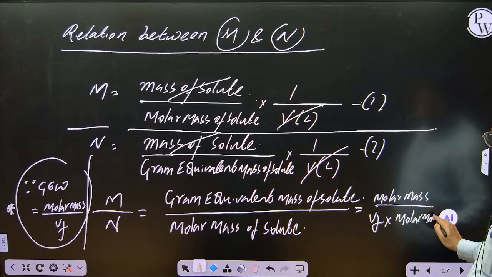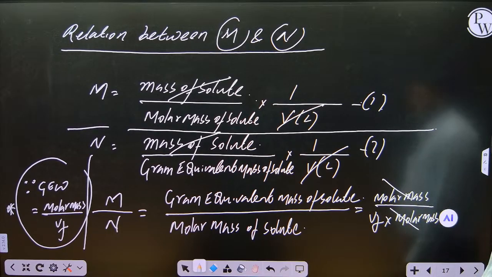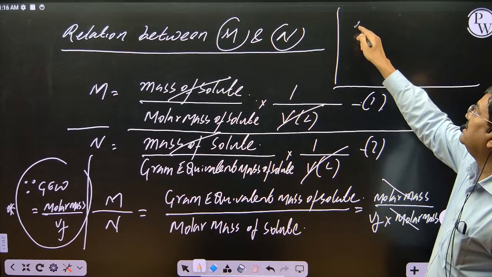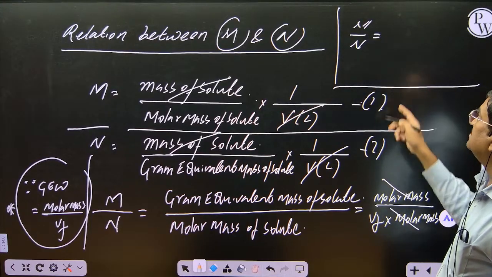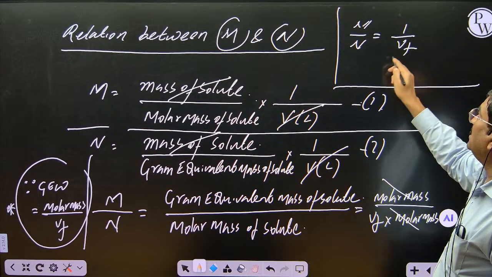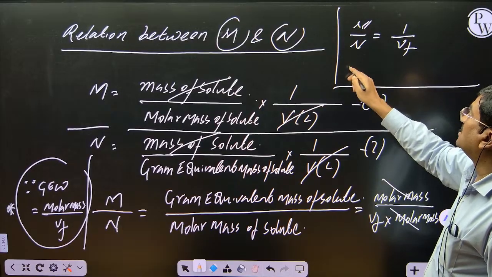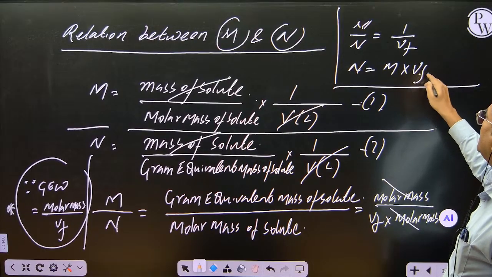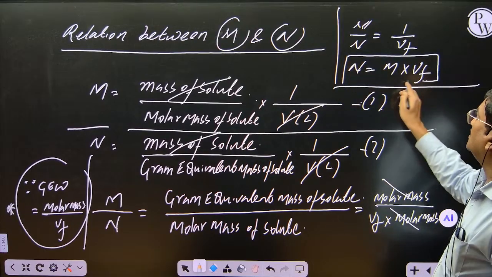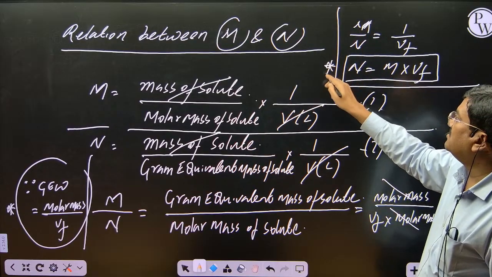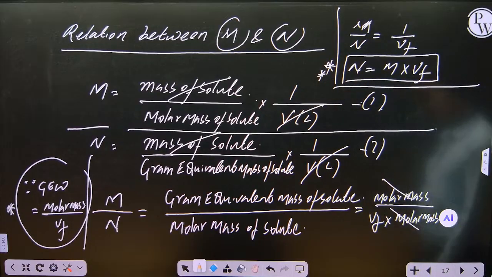Getting the idea, all of you? Now molar mass gets cancelled. Then finally, molarity by normality is equal to 1 by valency factor, or normality is equal to molarity into valency factor. This is the relation. Copy it in your notes. This is an important relation. Normality of the solution is equal to molarity into n factor.